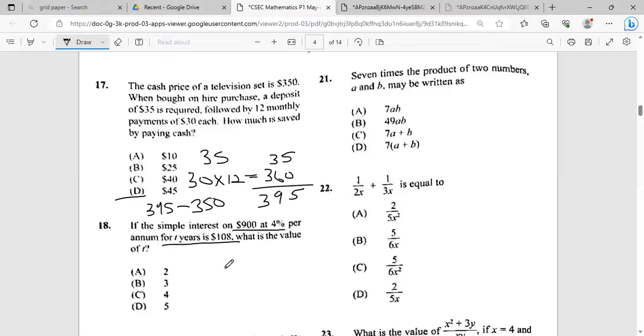I couldn't even see it, you know, guys, but because I do so many of them, as a mathematician, it kind of just says, oh, it has to be that. So it's 900 times 4% times t over 100, and that must equal 108. All right, so we transpose, and we do 108 times 100 because it's being divided.